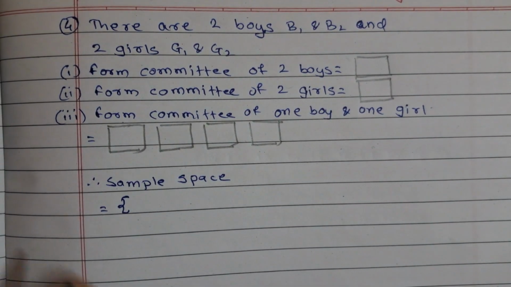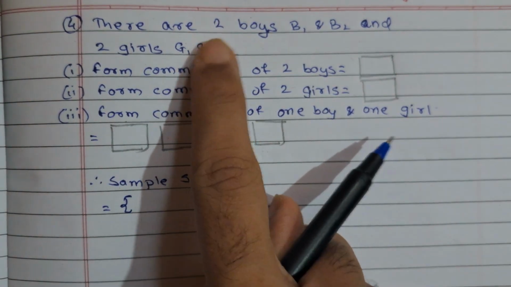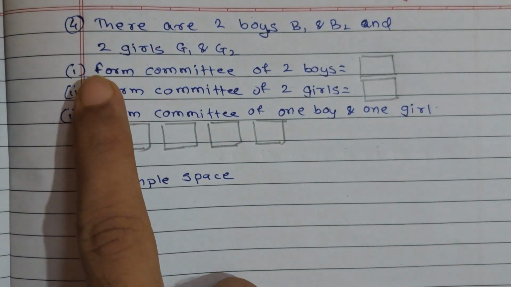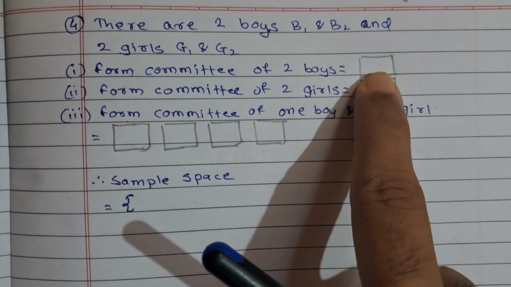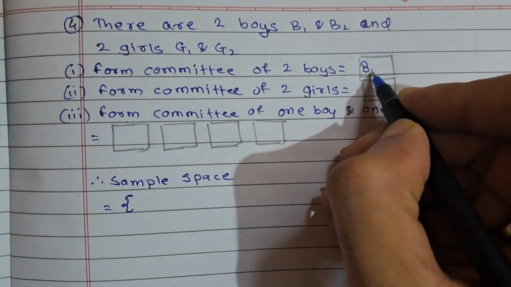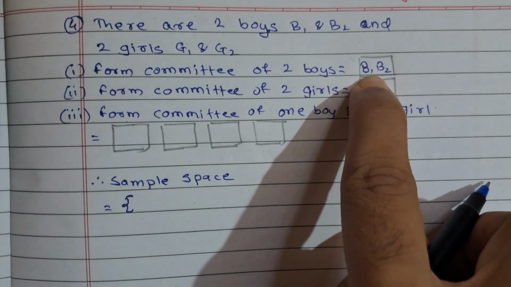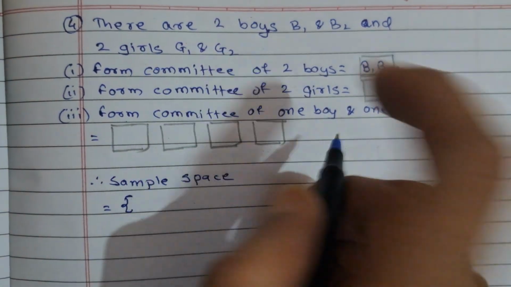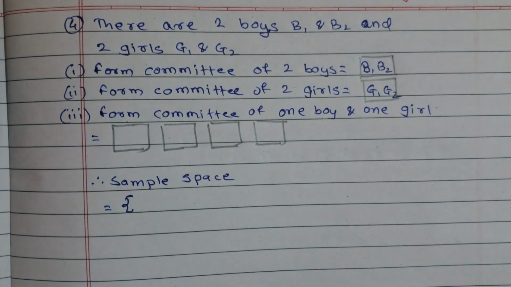Let's see the next sum. So this is a form of complete the following type of sum. It says there are 2 boys B1 and B2 and there are 2 girls G1 and G2, and I need to form a committee of 2 boys. So committee of 2 boys means a group with both the boys. So there are just 2 boys, right? So I can just simply say B1 and B2 inside a box. So it is a committee of 2 boys. There is no other option left with me. Similarly, committee of 2 girls, I just have 2 girls, so I will put them together in a box. So I will say committee of 2 girls is G1 and G2.